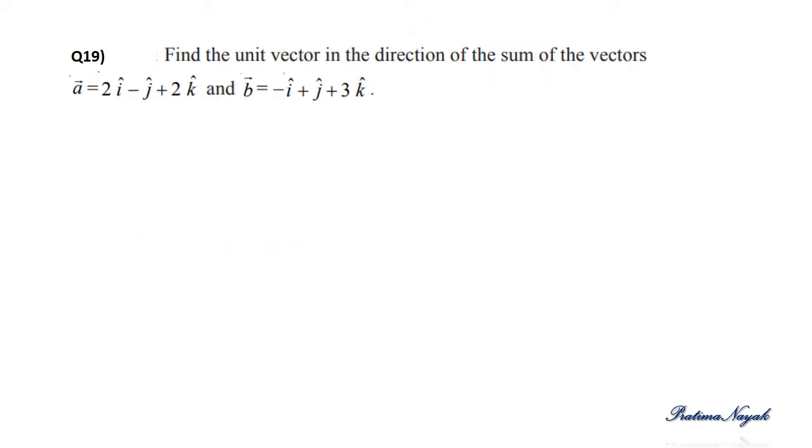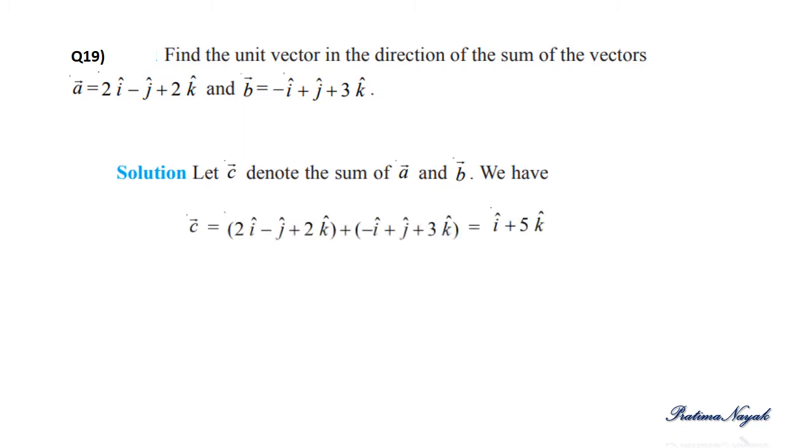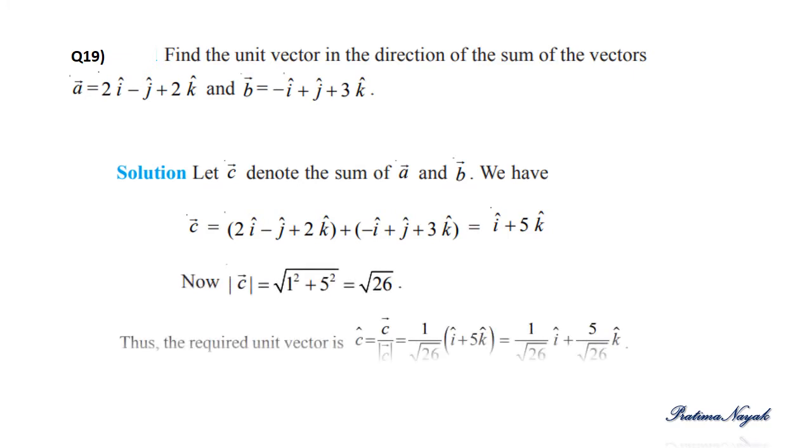Find the unit vector in the direction of the sum of the vectors, A is 2i cap minus j cap plus 2k cap and B vector is equal to minus i cap plus j cap plus 3k cap. So let C denote the sum A plus B. So adding them you will get C vector is equal to i cap plus 5k cap and its magnitude will be 1 square plus 5 square under root, that will be under root 26. So the unit vector along C is equal to C cap is equal to C vector upon |C|. It will be 1 by root 26 whole into i cap plus 5k cap. So this is the answer.